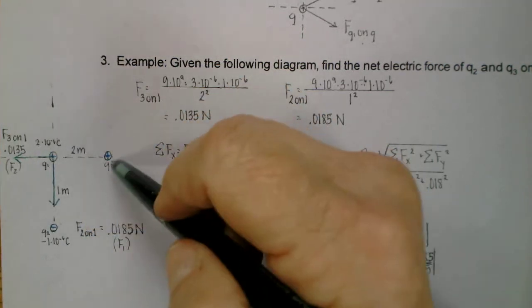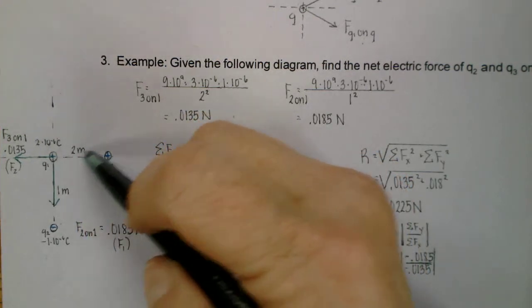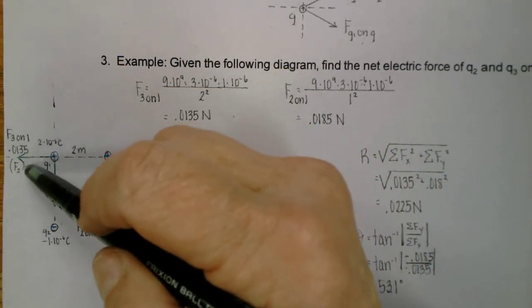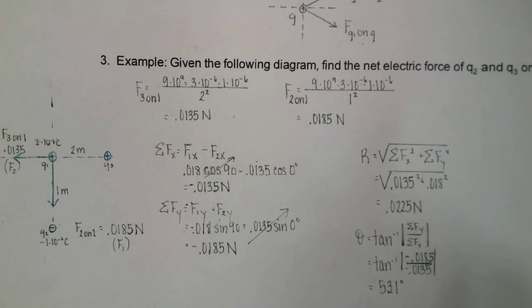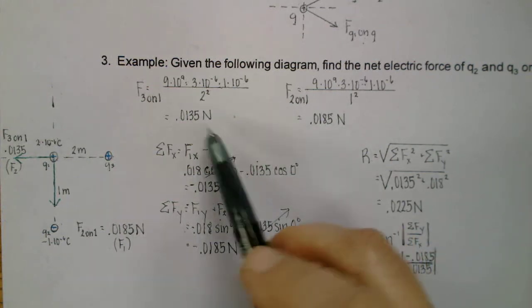They are like charges, and so they're going to repel. So Q1 is not going to be drawn toward Q3. Q1 is going to move away from Q3. And so that's why I have the arrow drawn in that direction. I put next to them exactly what I found the forces to be.